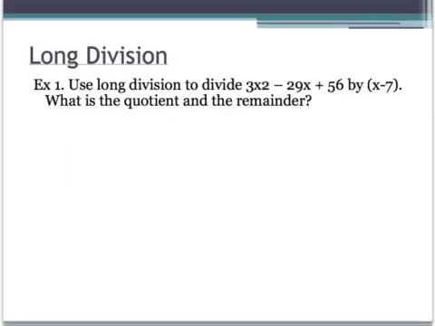Okay, now we're going to practice long division with polynomials. The problem says to use long division to divide 3x squared minus 29x plus 56 by x minus 7. And the polynomial that I have circled is my dividend. X minus 7 is my divisor.